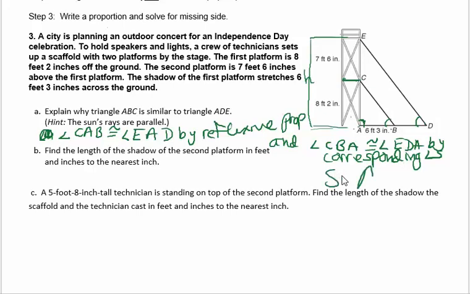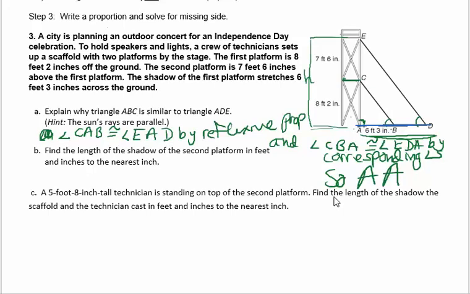So we can use angle to say that the two triangles are similar, the angle similarity postulate. Okay, and then B is just going to be solving the same as we did the last two, number 1 and 2. Find the length of the shadow of the second platform in feet and inches to the nearest inch. Right here we have to find this A to D, from here to here. So even though the two triangles are overlapping, we're going to do the same steps as we did before.